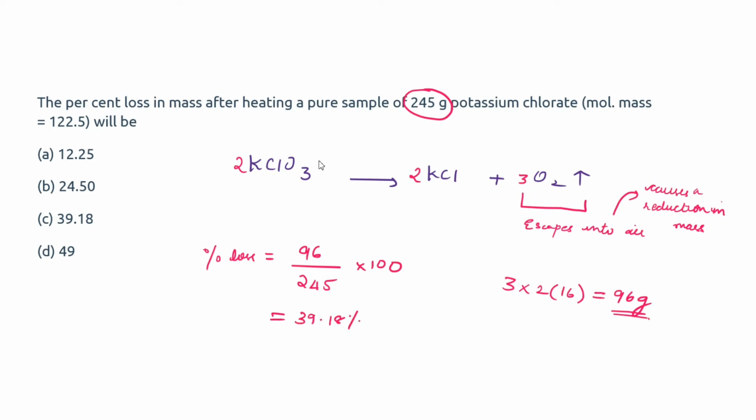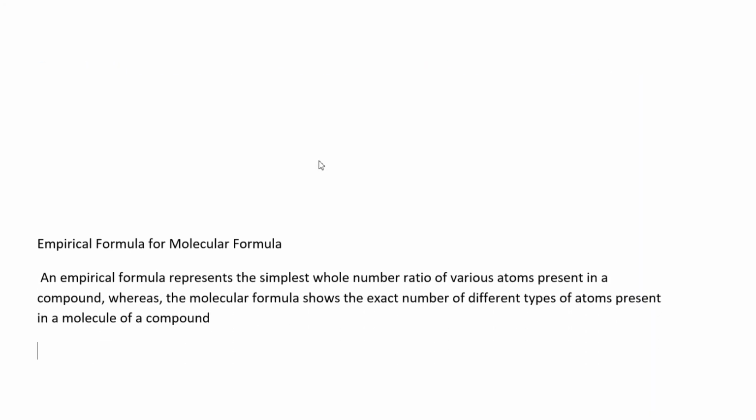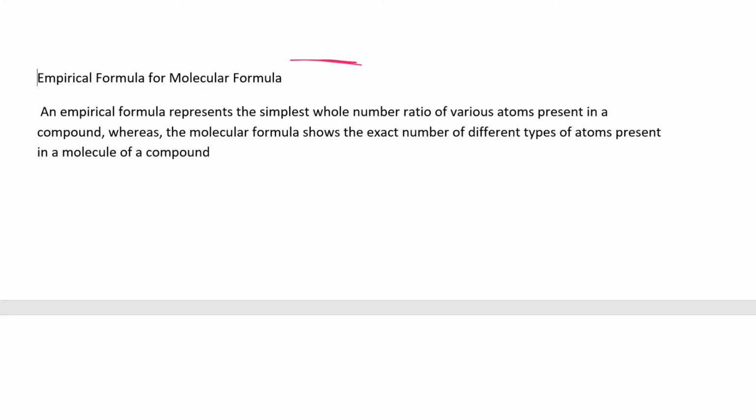So now we shall move to the next topic, which is empirical formula. We have heard of this term molecular formula. Now what is empirical formula? Empirical formula is nothing but the simplest whole number ratio of the various atoms present in the compound. Molecular formula shows us the exact number of different types of atoms present in the molecule of the compound. But empirical formula is the simplest ratio, that is, when you cancel the common factor, whatever you get is the simplest ratio, and that becomes the empirical formula.